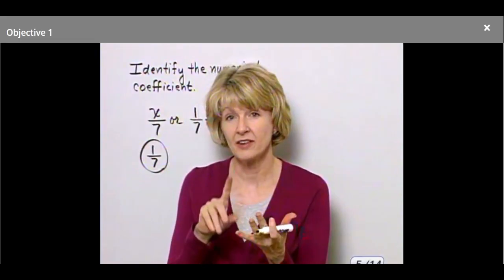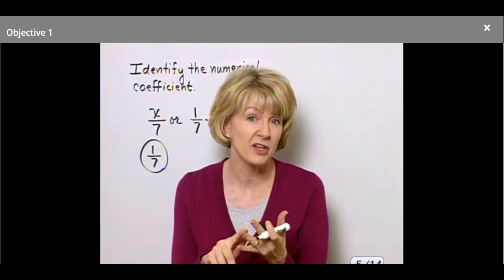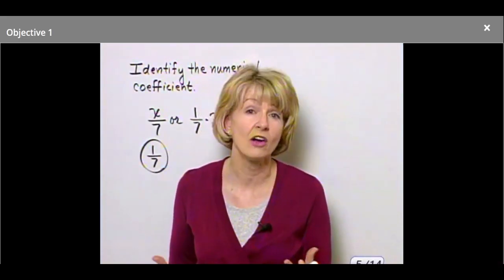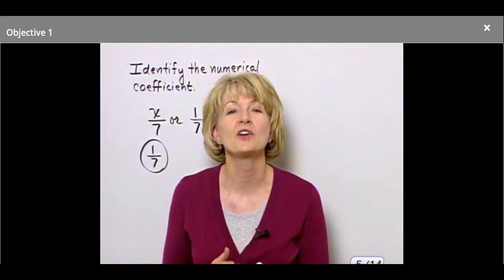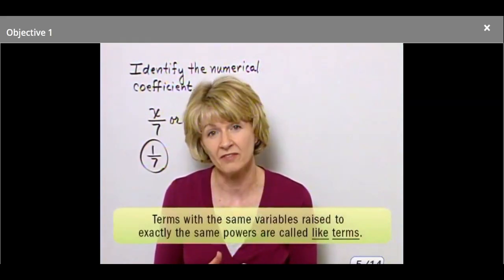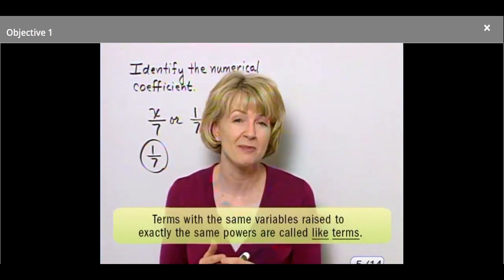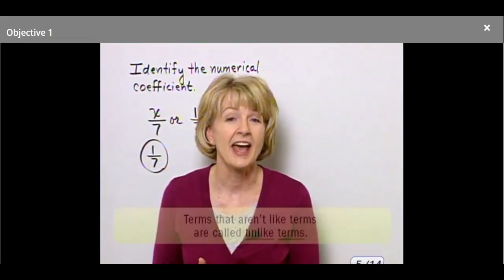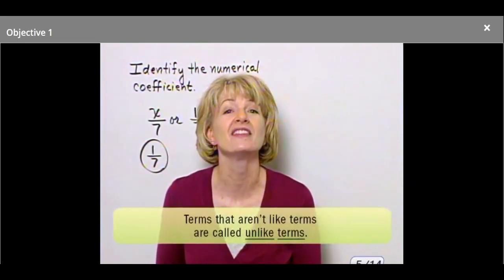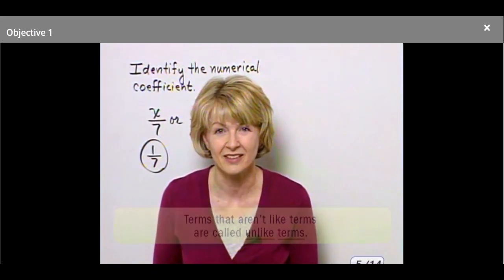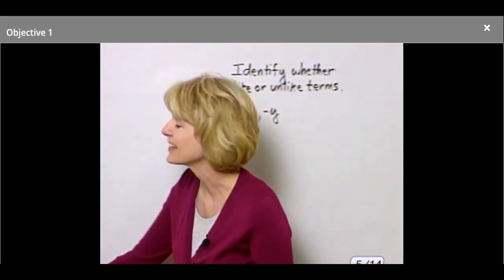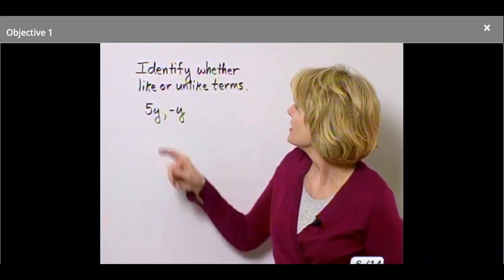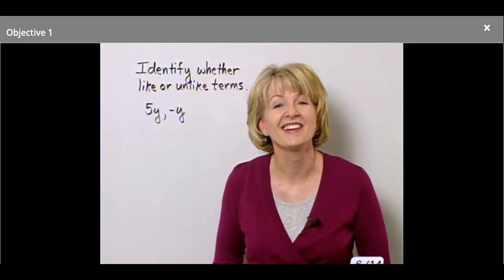Now we know the definition of a term. We know what we mean by numerical coefficient. Let's talk about what we mean by like terms and also unlike terms. Terms that have the same exact variables raised to the same exact powers are called like terms. And if terms are not like terms, then they are unlike terms. Let's now practice identifying like terms or unlike terms.